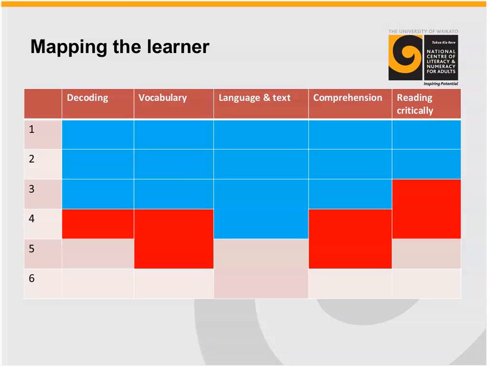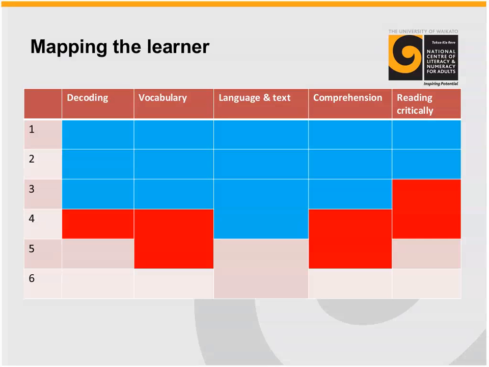Where these red gaps stand out, this is the difference between the demands of the course and where the learner is at. And so we need to be meeting the demands of the course, and we need to be upskilling the learner to meet those demands of the course.